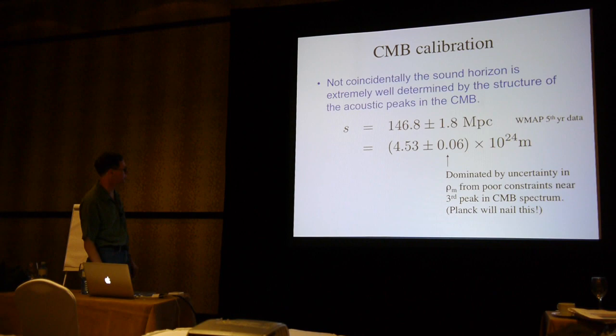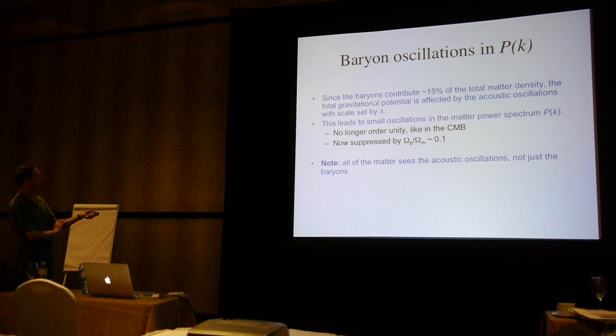So the interesting piece of physics then is that the baryons contribute roughly 15% of the total matter density. So the total gravitational potential is affected by those acoustic oscillations that are happening in the baryon-photon fluid.